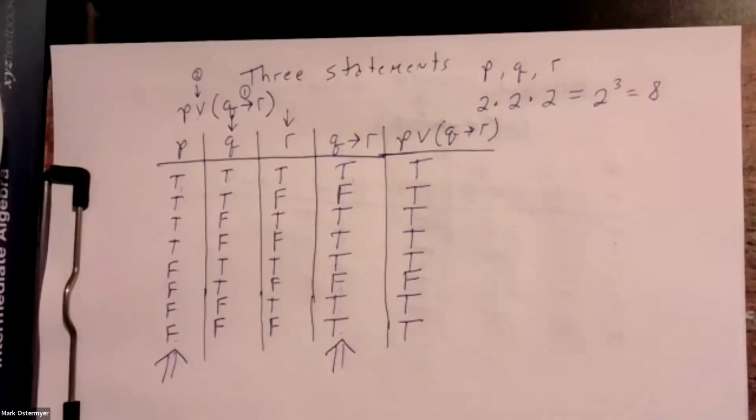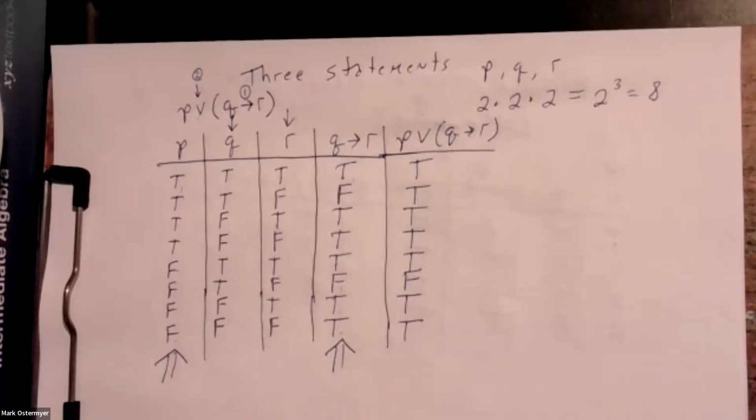All right. Did that make an ounce of sense for a three-statement truth table, albeit a little bit longer? It still essentially works the same way. It's just that you've got more to keep track of. All right. Okay. Now, what time is it?